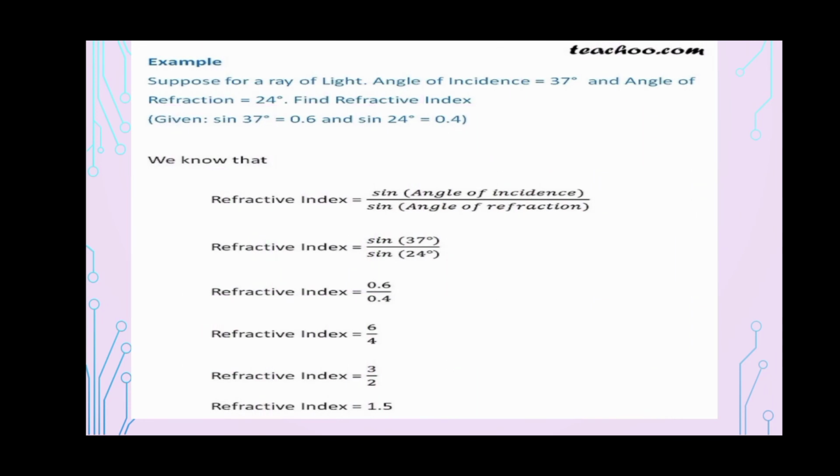Let's have a problem. Suppose for a ray of light, angle of incidence is equal to 37 degree and angle of refraction is equal to 24 degree. Find refractive index. By substituting the values in the formula of refractive index, we have sine 37 degree by sine 24 degree, which is equal to 0.6 by 0.4, which is given in the question. That is, refractive index is equal to 6 by 4 is equal to 1.5. Listen, refractive index has no units.